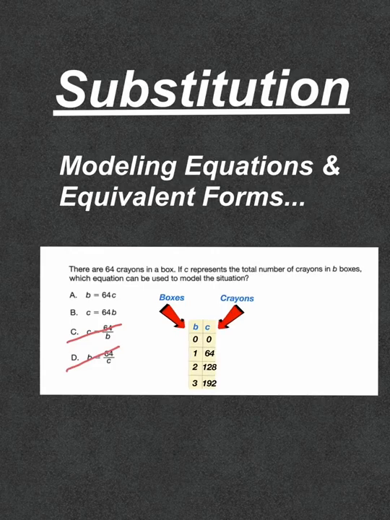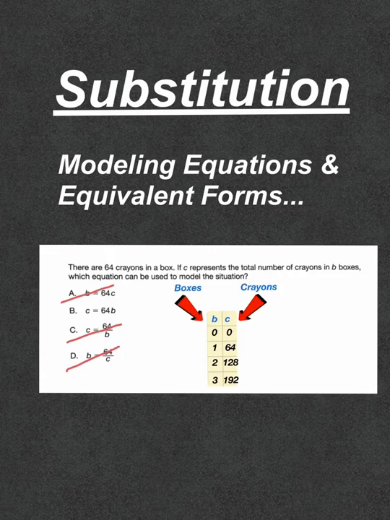Likewise, D is the next choice to be eliminated immediately, because now in D, C is in the denominator of the fraction on the right, and in the first row when B is 0 and C is 0, you would have to again divide by 0.